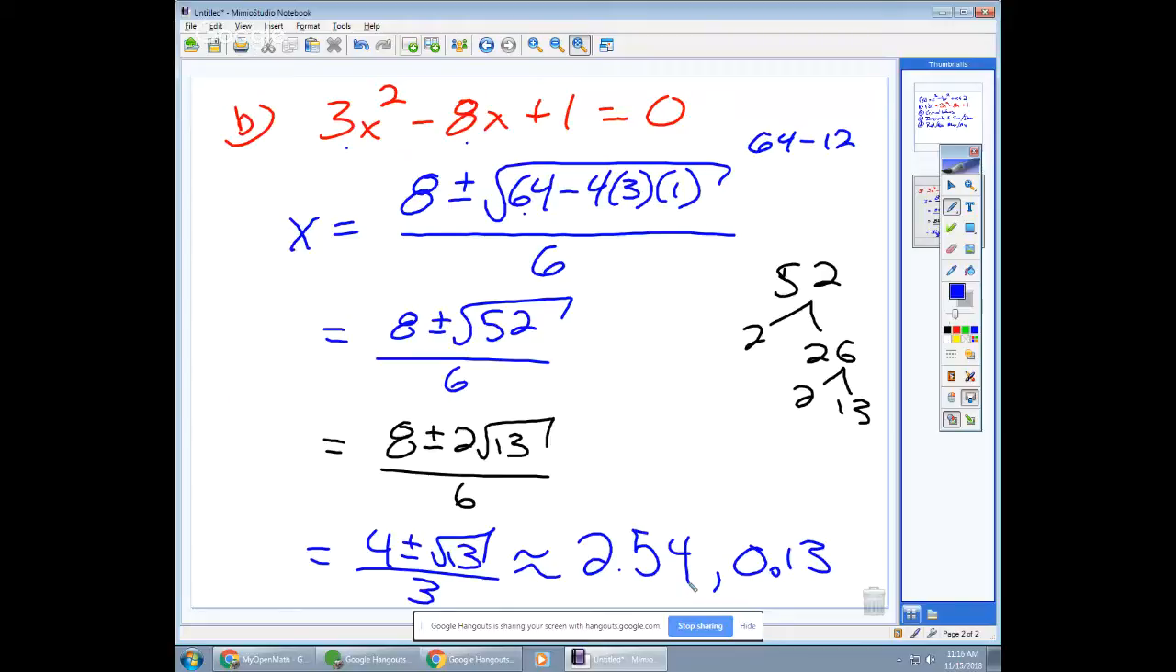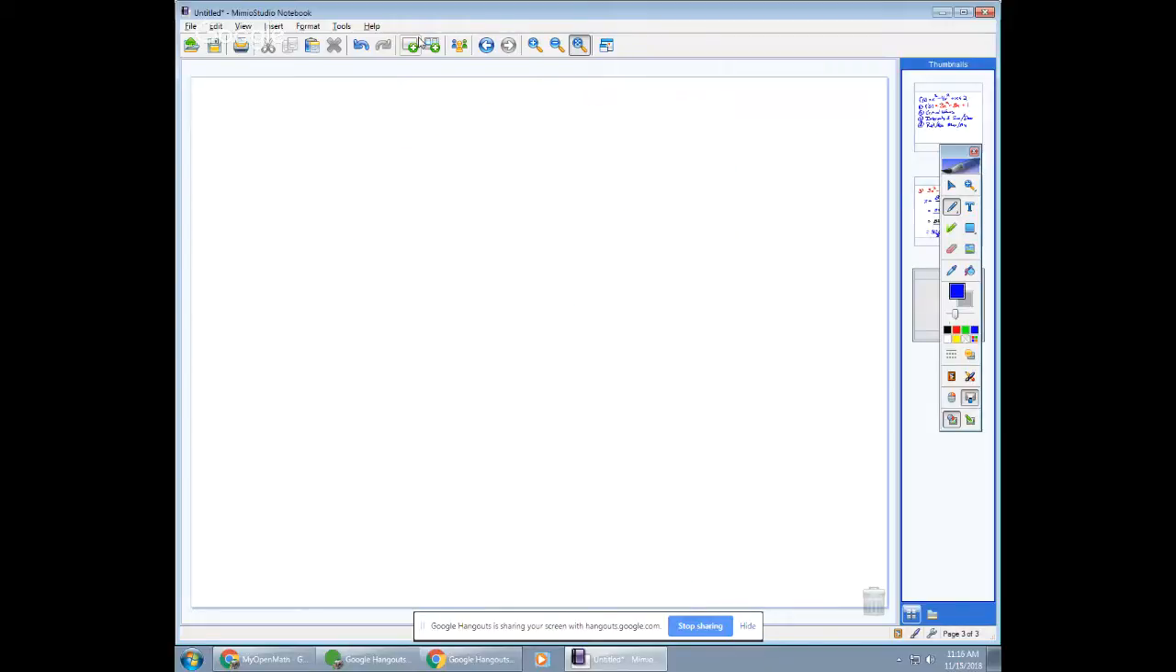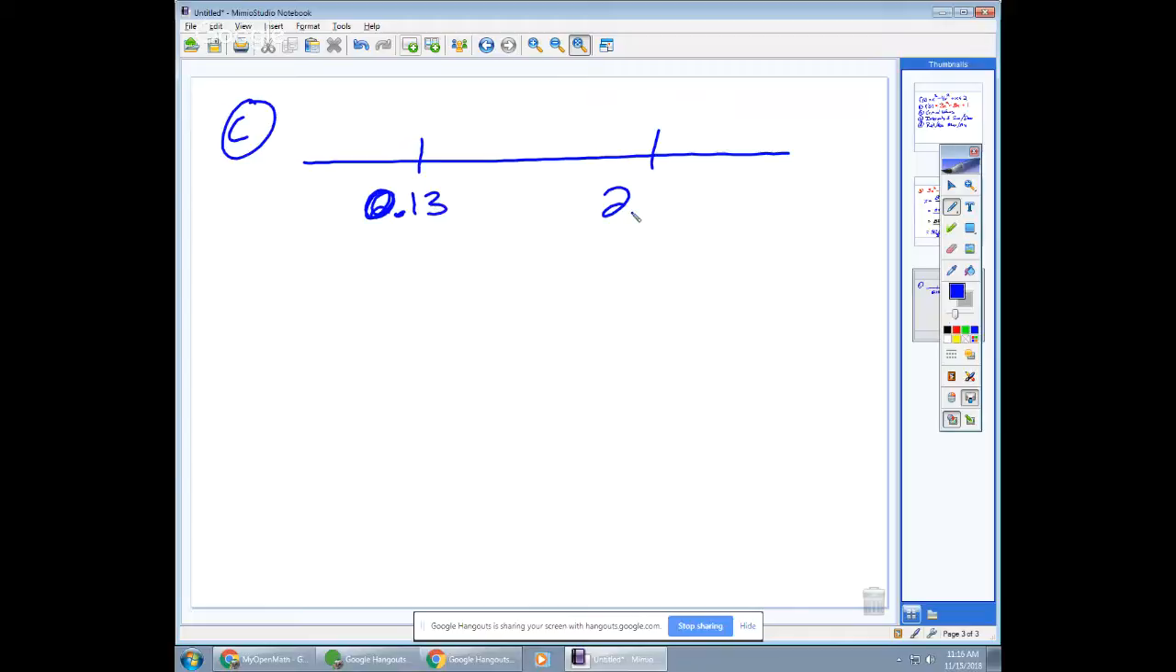All right, number line time. Blue will work. So this is part C, intervals of increase and decrease. So I mark off my critical numbers. The first one would be 0.13-ish, and the other one is, what was it? 2.54? All right. And then I usually like to put a little dotted line there.